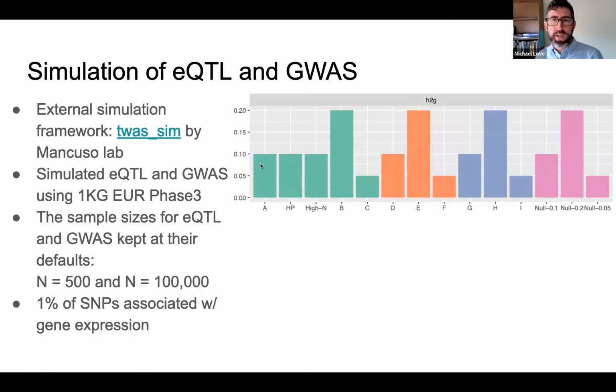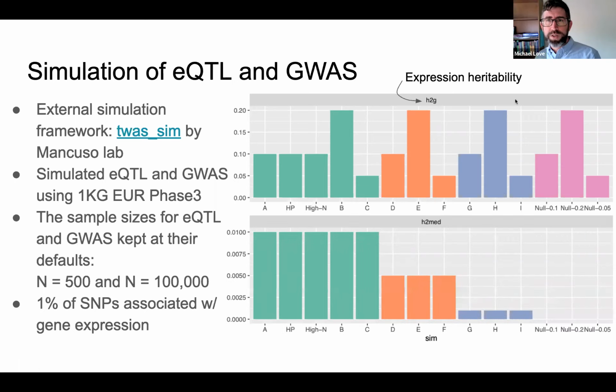So this is an example of all the simulations that we ran. Here, this is the heritability of gene expression. We'll call that H2G, and we varied it from the default value of 10% up to a high value, 20%, and then down to 5%. And just to highlight, there's a couple other scenarios here. There's the horizontal pleiotropy, there's a sample size increase for the QTL study, and then over here, there are 3 null scenarios.